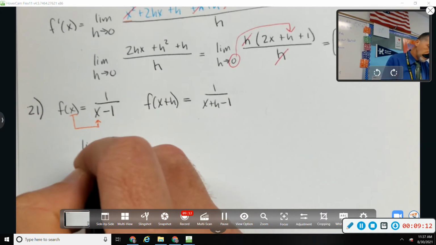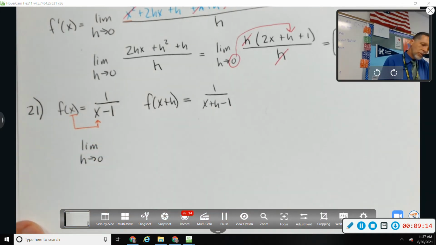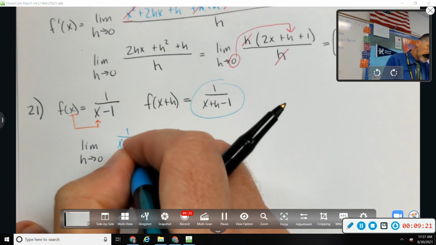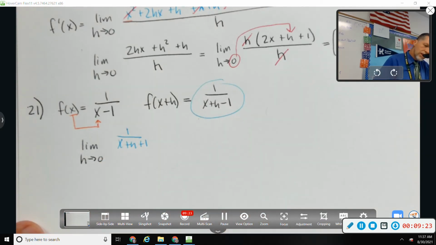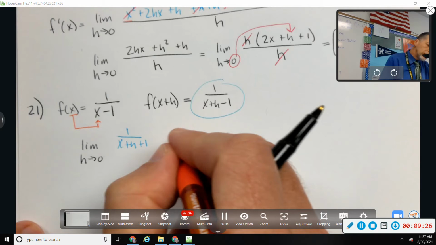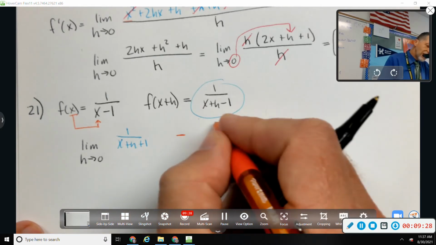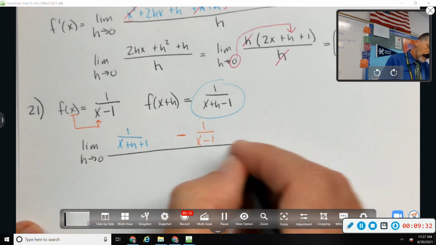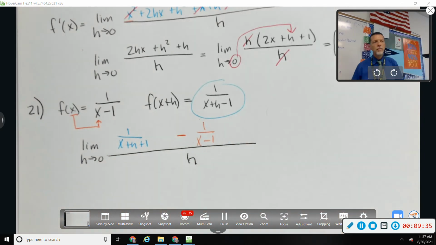Definition of the derivative. Limit as h approaches 0 of, stick with the same color scheme here, 1 over x plus h plus 1. Leave some space, minus 1 over x minus 1, all over h. So that is going to be a major algebra headache.